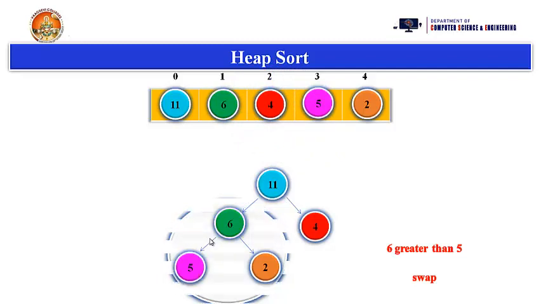Swapping is completed. Now you can observe this tree. Each and every parent node value is greater than its children. Now you can see 6, 5, 2. Among 6, 5, 2, 6 is the greatest. And 11, 6, 4. Among these elements, 11 is the greatest value. Now it is in the form of a max heap tree.